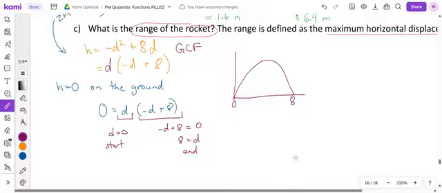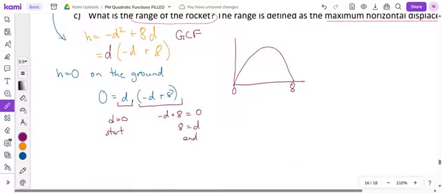So how far did it travel? I.e., what is the range? The range is it exactly or approximately 8 meters? I didn't round. So I don't have to say exactly. I'll just say the range is 8 meters.